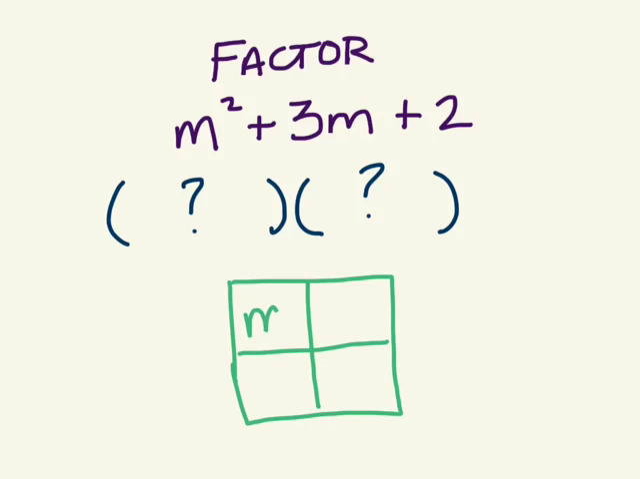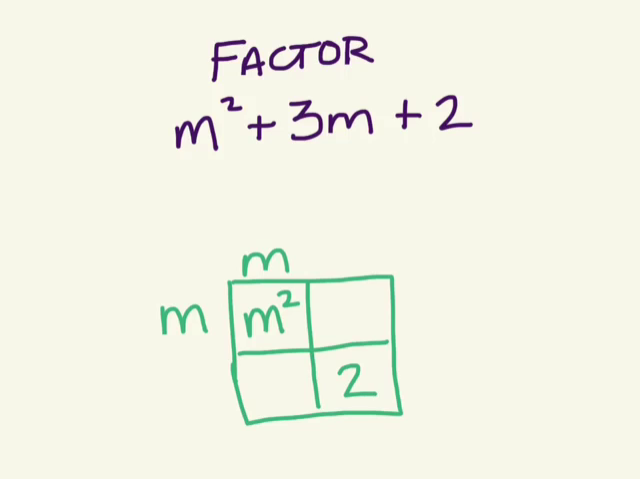We know that m squared goes here. We know that 2 goes here. We know that m times m is m squared. Now comes the tricky part, okay?